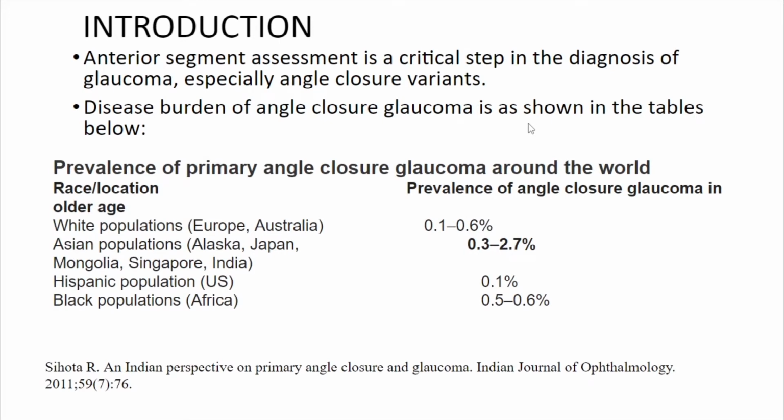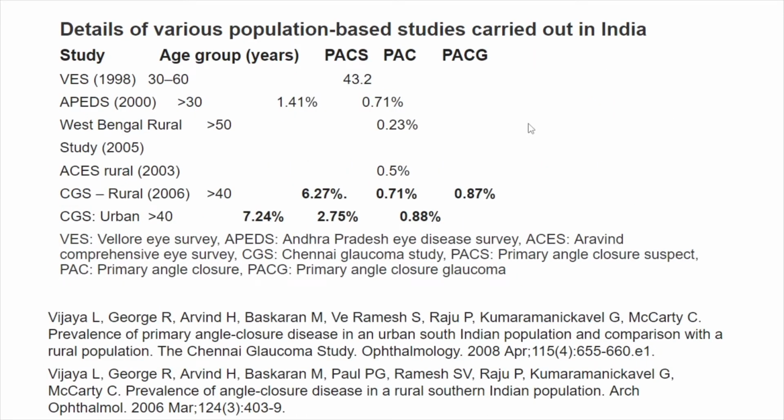Introduction. Anterior segment assessment is a critical step in the diagnosis of glaucoma, especially angle closure variants. The disease burden of angle closure glaucoma around the world is as shown in this table below. In Asian populations, it's around 0.3 to 2.7%. These are the details of various population-based studies carried out in India. In the Chennai glaucoma study, in the rural areas, we found a prevalence of 6.27% for primary angle closure suspects. Primary angle closure was 0.71%, and glaucoma was 0.87%.